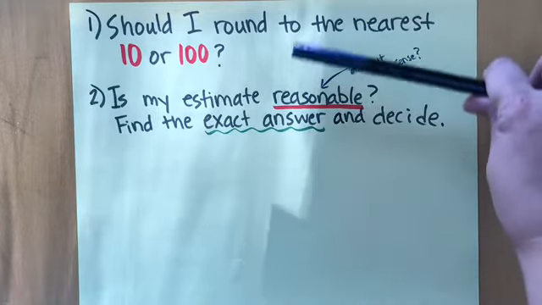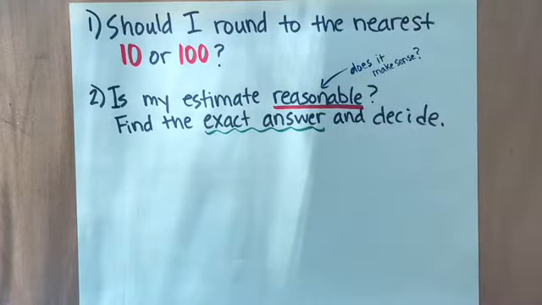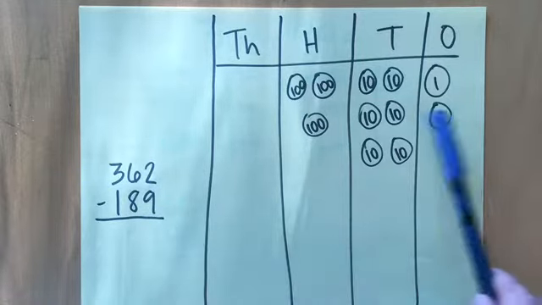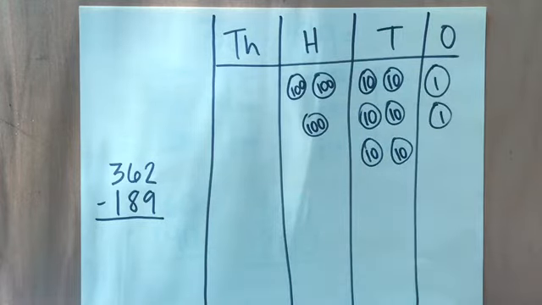Eventually, this will become very natural to you and you won't have to think about it so much, but when you're first learning it, you do have to think about it. Our first problem today is 362 take away 189. Please write this down. Write down your place value chart, press pause, and then press play when you're done.